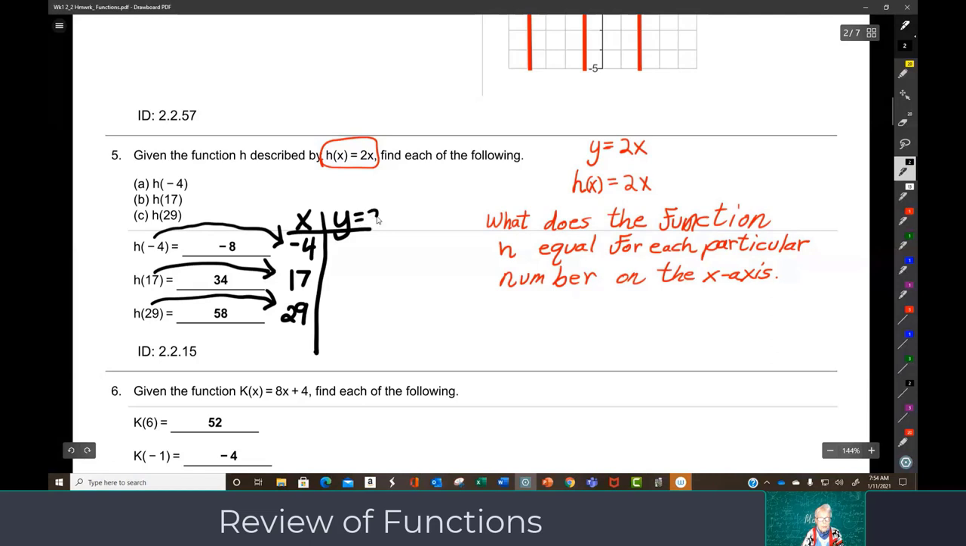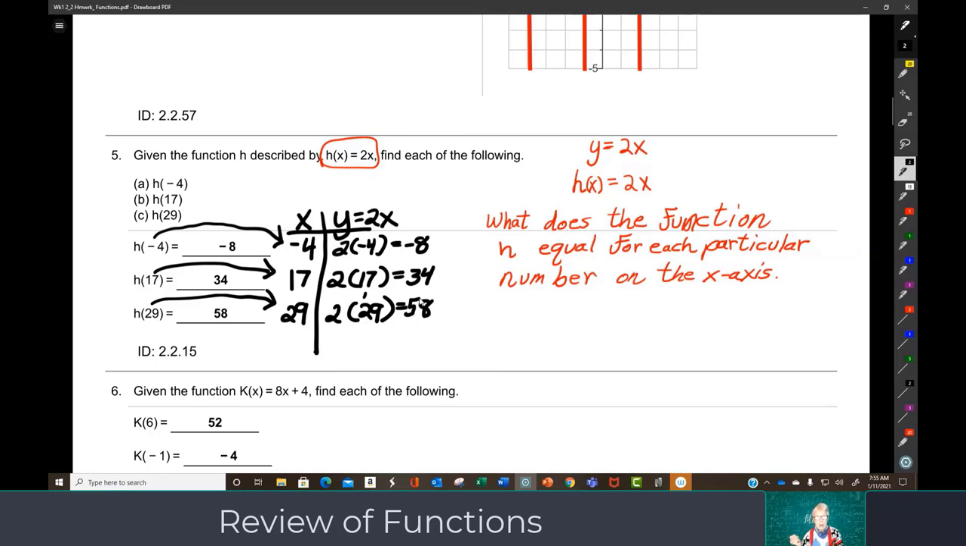And then since y equals 2x, what you would do is this, you would say, well, that would be 2 times negative 4 equals negative 8. You would use the x for that x right there. 2 times negative 4 would be negative 8. 2 times 17 is 34. 2 times 29. See, if you're doing this by hand, you would say 2 times 9 is 18. Carry the 1. 2 times 2 is 4. Plus 1 is 5. And that would be 58. Of course, you can always use your calculator here. I don't have a problem with it.